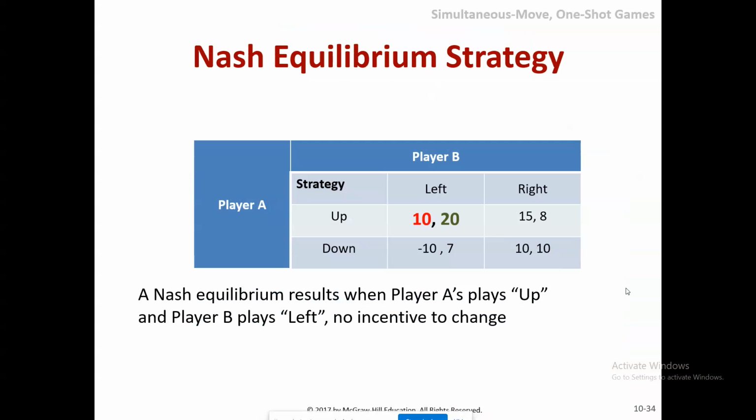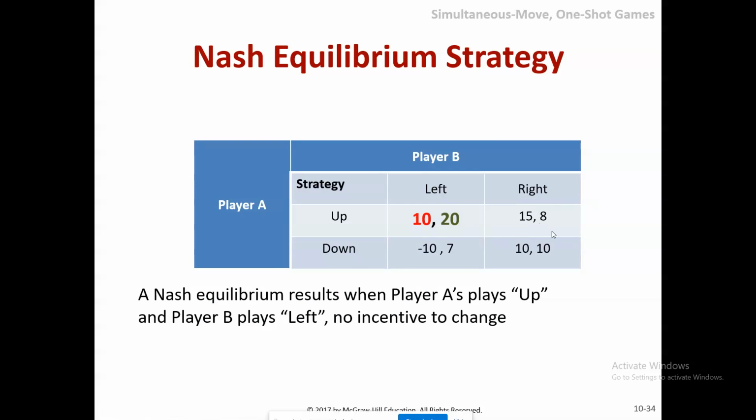If A deviates from up to down when B does not change and holds on to left, A will be worse off, from 10 to negative 10. A has no incentive to change. If player B deviates from left to right when A does not change and holds on to up, then player B will be worse off from 20 to 8, and player B has no incentive to change.